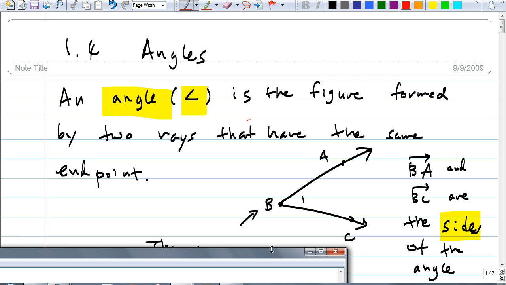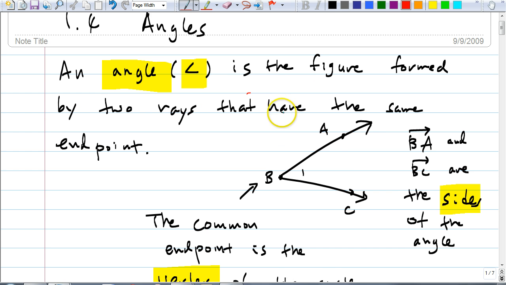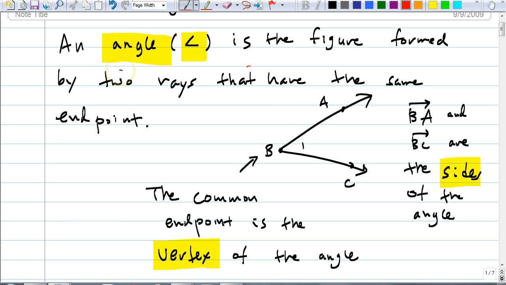An angle is formed by two rays that have the same endpoint. And of course, these two rays are the sides of the angle. Once you have an angle, we can talk about the sides of the angle. By the way, there's a special name for that point B, where the two rays have the common endpoint. Anybody know what that is? Vertex, very good. It's called a vertex. So I'll give you the definition also. The common endpoint is the vertex of the angle, okay? So I'll give you time to write.